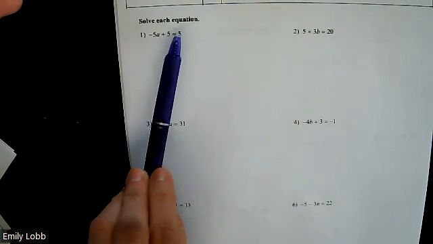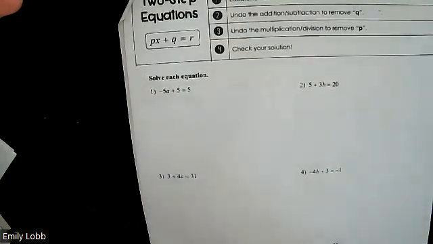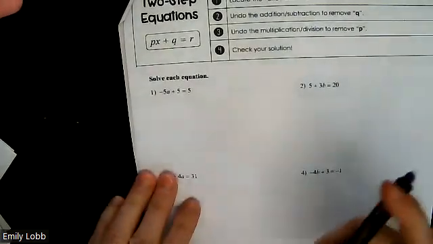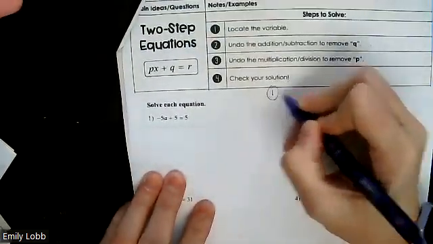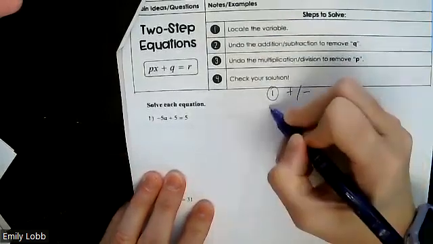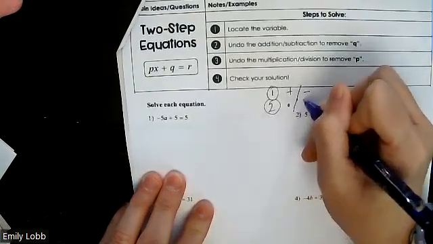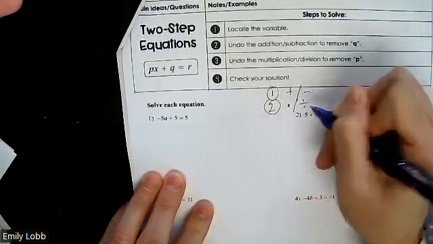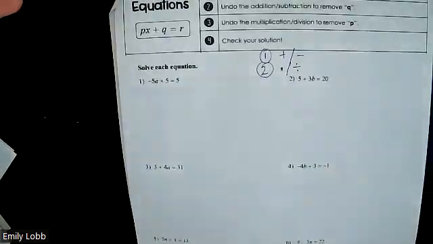Ask yourself, get rid of your constant, right? So your first step is to add or subtract. Your second step is to multiply or divide, but in this case, you're really dividing. You got this.